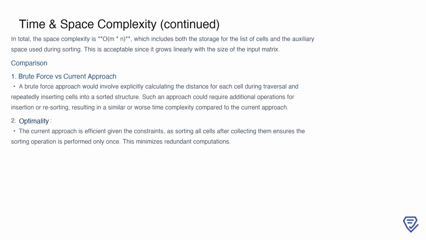Comparing this method to a brute force approach, the brute force method would involve calculating the distance for each cell during traversal and inserting these cells into a sorted structure repeatedly. This could result in additional operations for insertion or resorting, leading to a time complexity that is similar or worse than the current approach. By contrast, the current method optimizes the process by collecting all cells first and performing the sorting operation only once. This eliminates redundant computations, making the solution both efficient and practical within the given constraints.